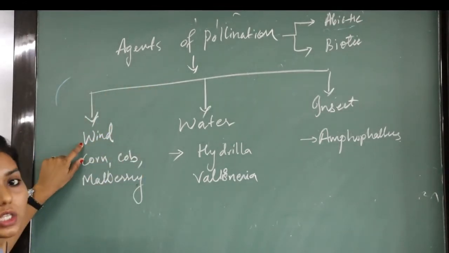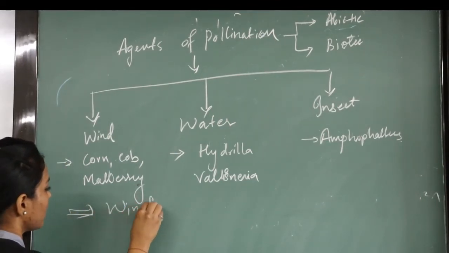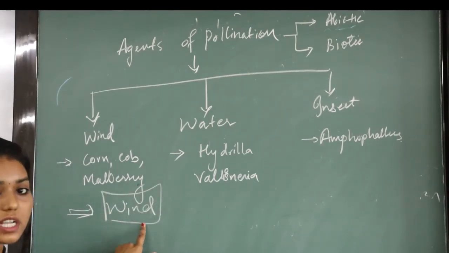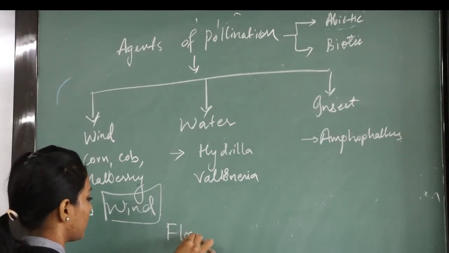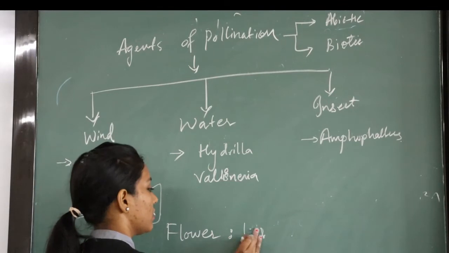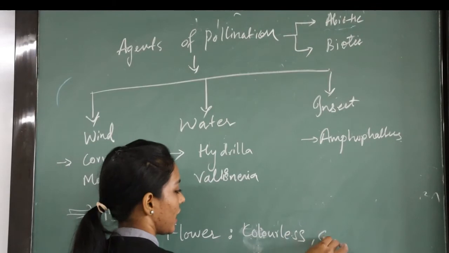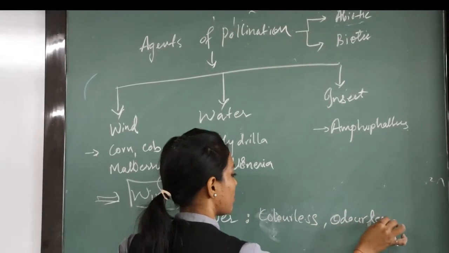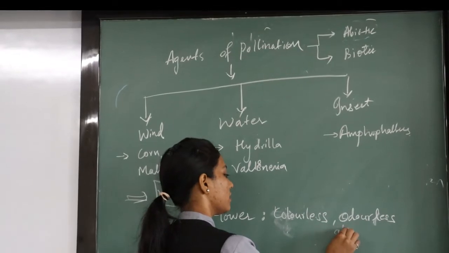Now, first we will see wind. In wind, we will see some conditions which favor this type of agent of pollination. First, the flowers are mostly colorless and odorless, but they are in abundance.